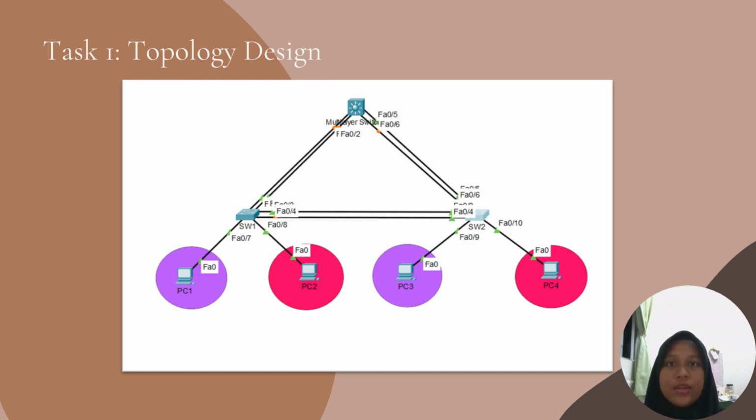As you guys can see, we put one MLS and two layer 2 switches. And for the connection, we put the straight-through cable. And for the PCs, we put 4 PCs, and the color is mentioned about the VLAN number, which is purple color for VLAN 10 and the pink color is for VLAN 20.